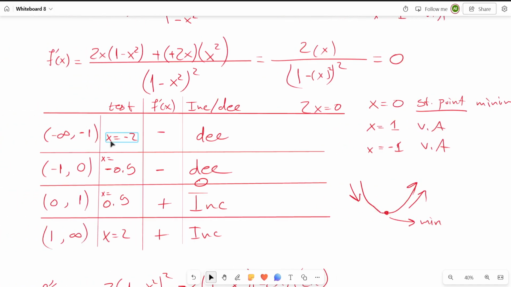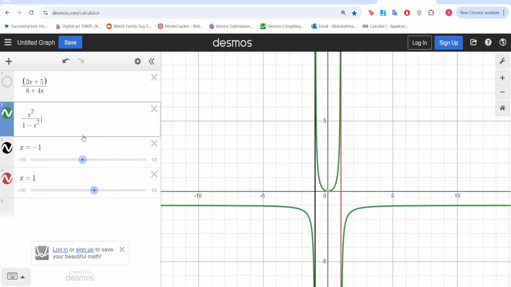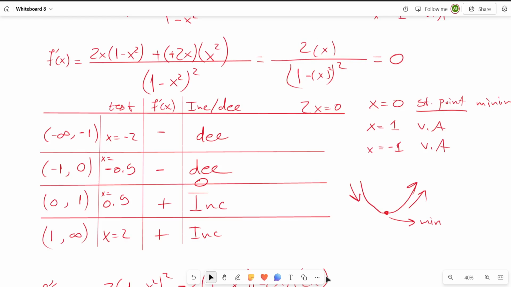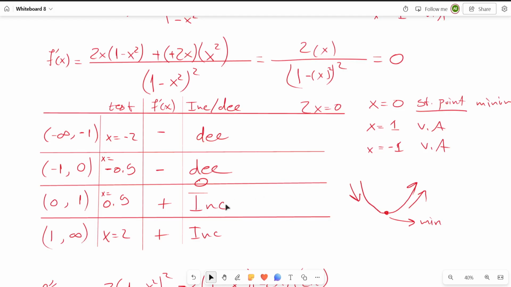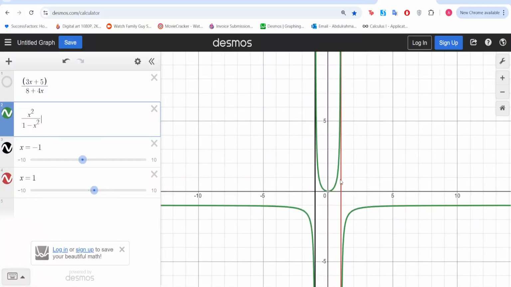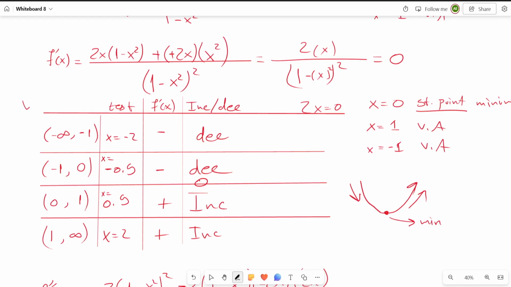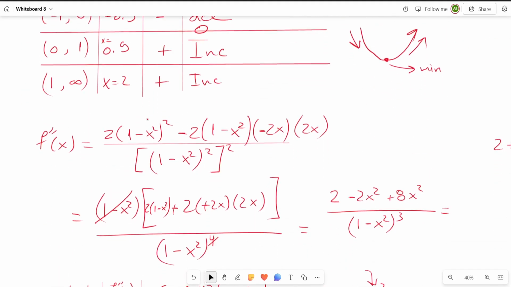We can see that in the interval before minus 1, the function is decreasing. Any interval to the left of the black line, I will have a negative slope. And then between minus 1 and 0, so between the black line and 0, I will also have a negative slope. And then from 0 to 1, I have a positive slope, or the function is increasing. And then from 1 up to infinity, my slope is also positive since my function is increasing. So this is all correct and everything is working out.